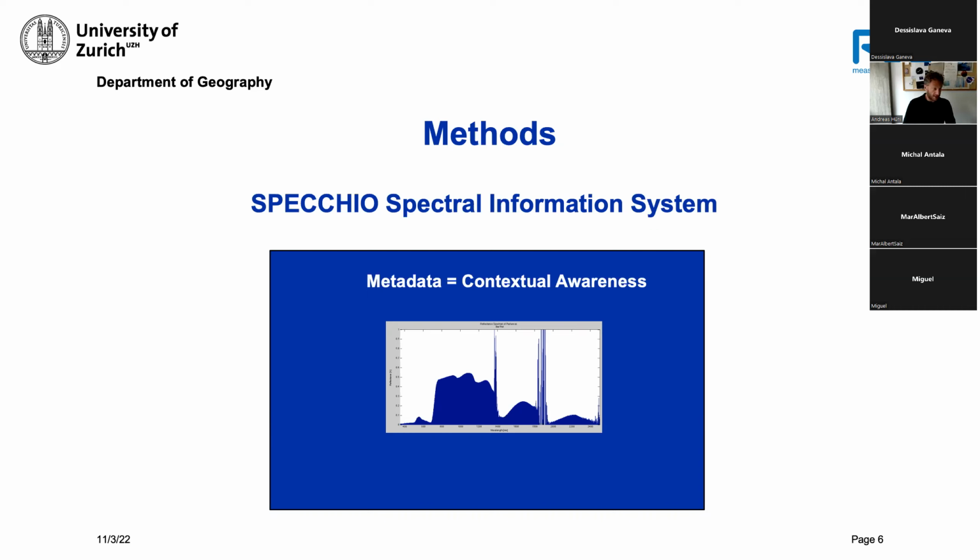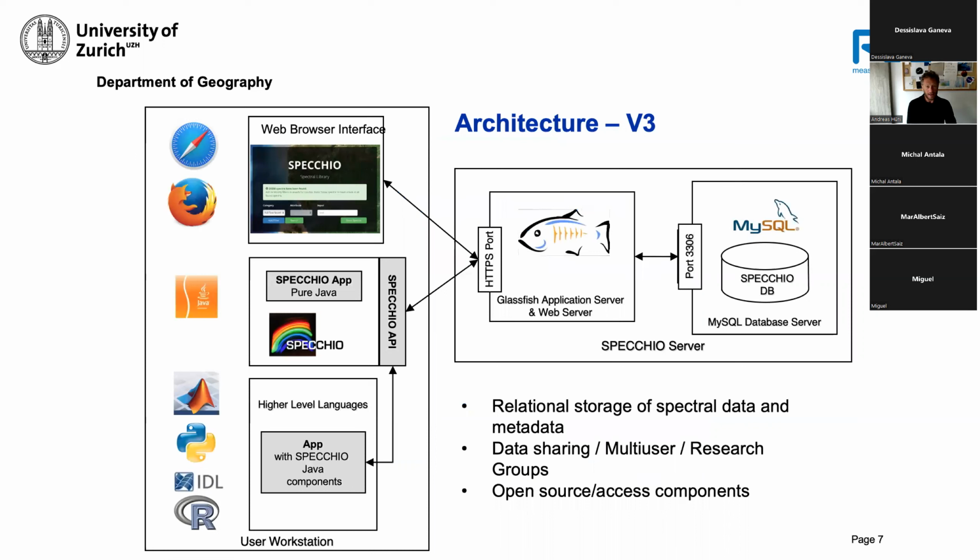How do we do this? This is the current architecture. We've got a server and a user end. On the server side, there's a Glassfish application server and the web server, and this shields the spectral database from direct interaction by users. On the client side, there's a variety of tools you can use to interact with that system. The first one is a web browser interface, which is quite simple.